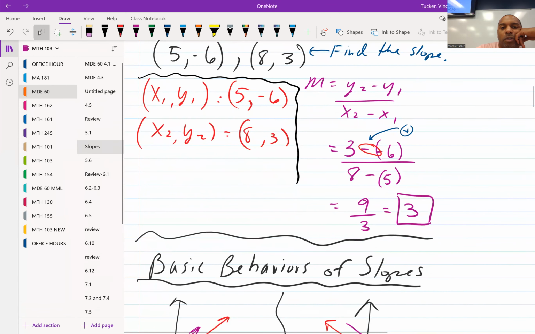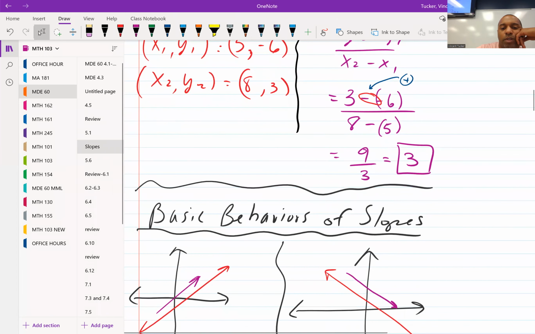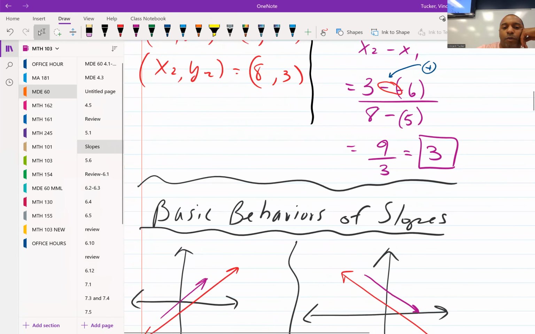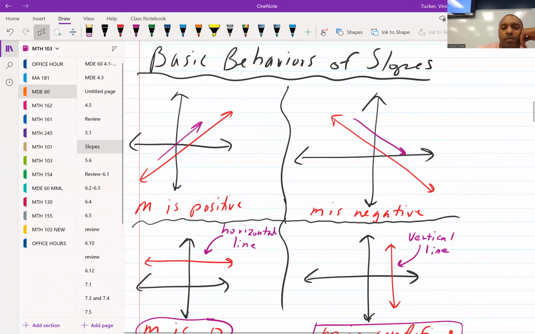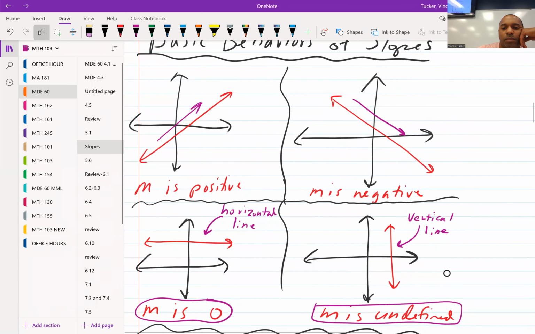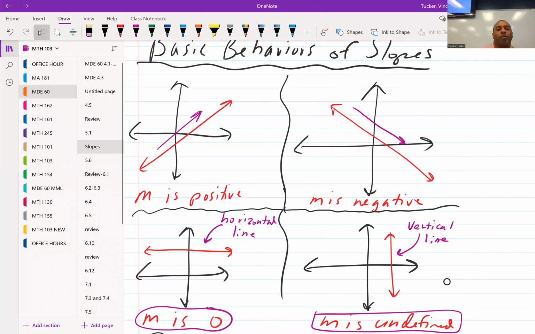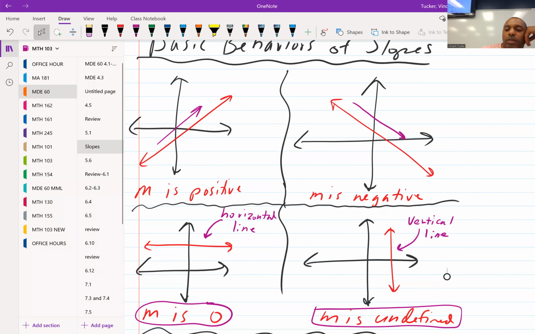So before we look at graphing, the slopes have four basic behaviors. So always reading your graph or your line from left to right. You're always going from left to right. If it's going up, that means your slope is positive. If it's going down, that means your slope is negative. Horizontal line, your slope is 0. Vertical lines, your slope is undefined. And that will always be the case for all four of those scenarios.